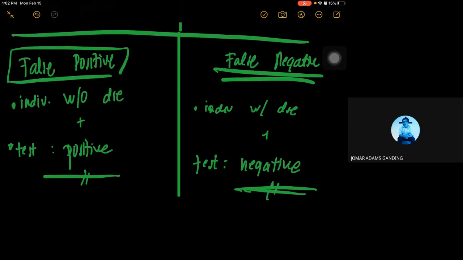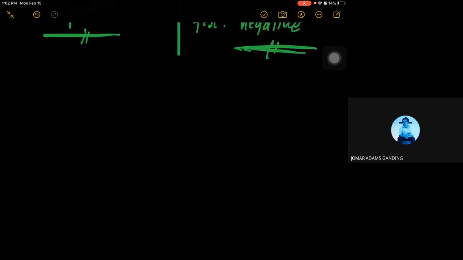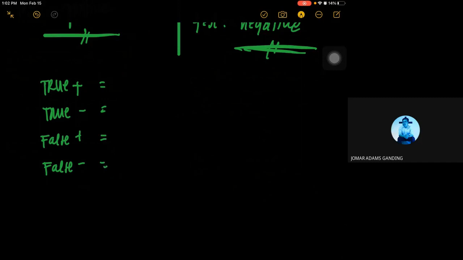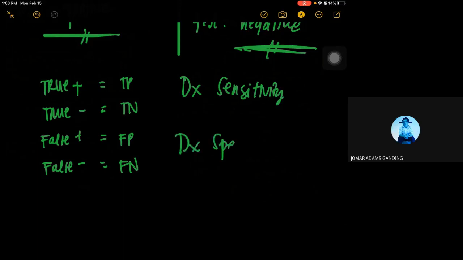Now, what is the importance of the true positive and the true negative? These are important: true positive, true negative, false positive, false negative. These are very important because these are the ones used. This is TP, this is TN, FP, and FN. So these are used in the computation for diagnostic sensitivity and diagnostic specificity.